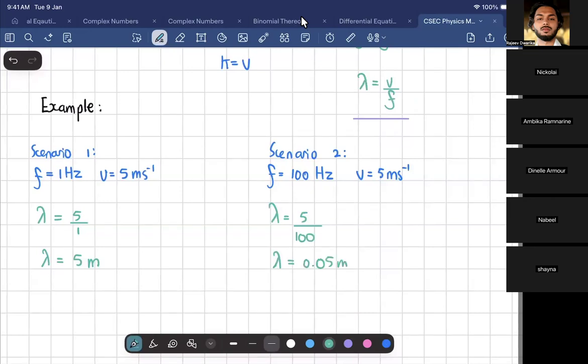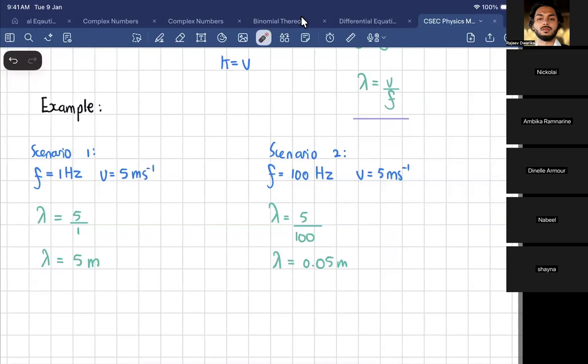Let me compare something, right? Okay, let's get to the bottom of this. In which scenario was the frequency more? Tell me, guys, scenario one or scenario two? Which one was the frequency higher? Ambika, in which scenario was the frequency higher? In two. Nikolai, where was the frequency higher? 2. Right. Okay.